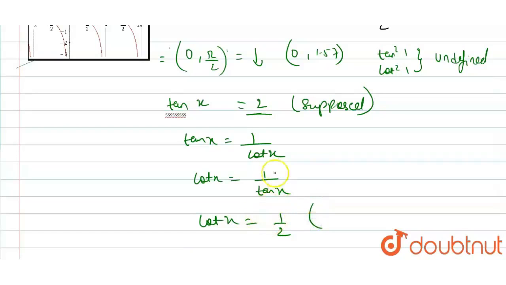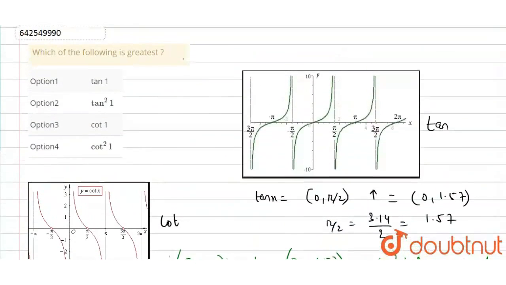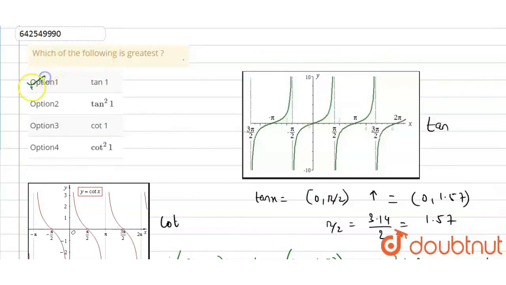That means whatever the value of tan x is, cot x will always be less than tan x. So tan 1 will always be greater than cot 1. So our answer is option 1.